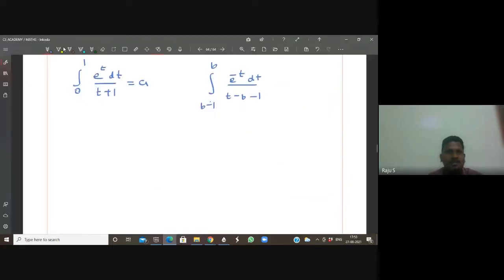Okay, right. See here, now I am going to evaluate the second value. Carefully you can observe. Let us take this as equation 1. I am going to take t minus b is equal to minus x. Which implies x is equal to b minus t. Take this: x minus b is equal to minus t. When you differentiate this, dt is equal to minus dx. Got it?